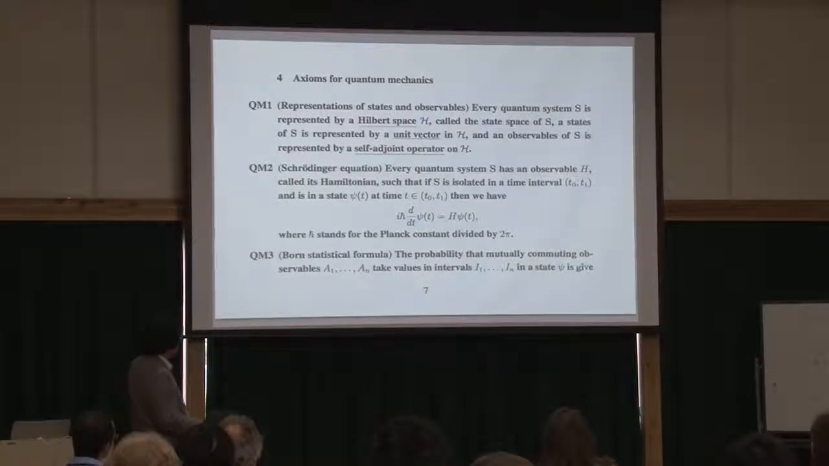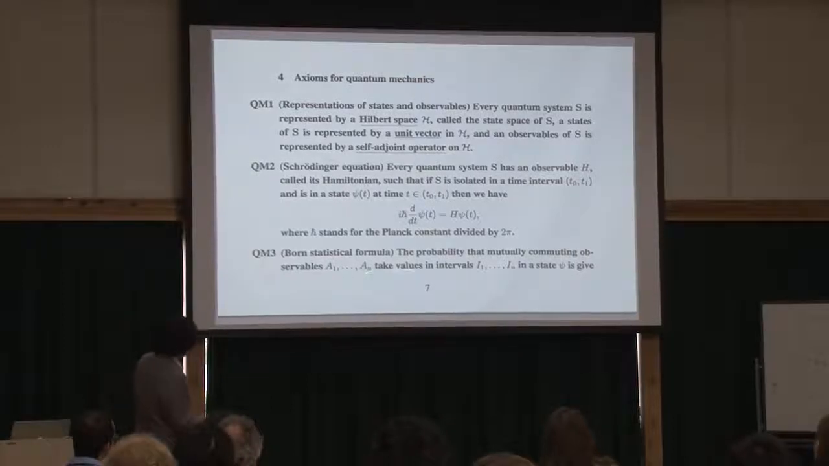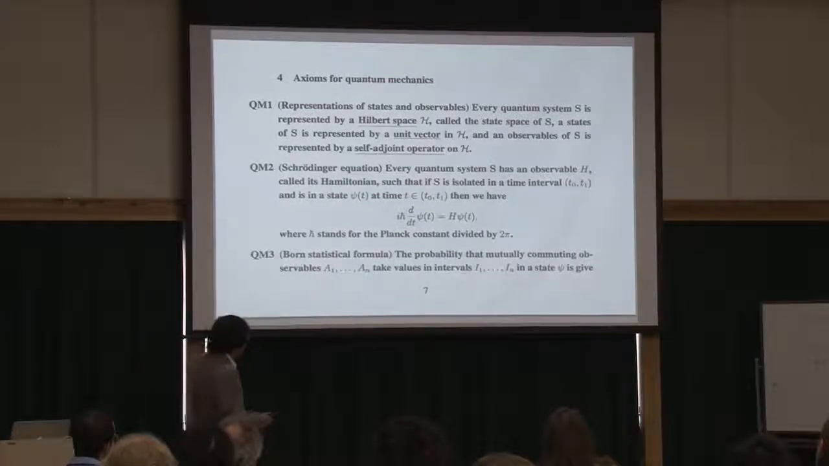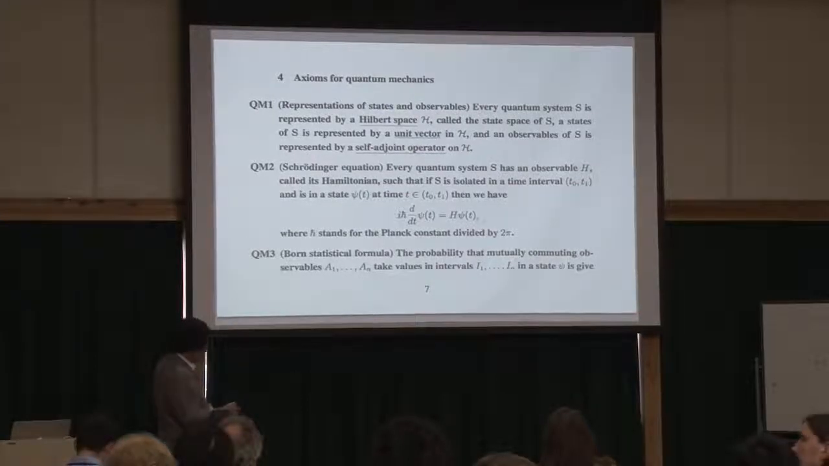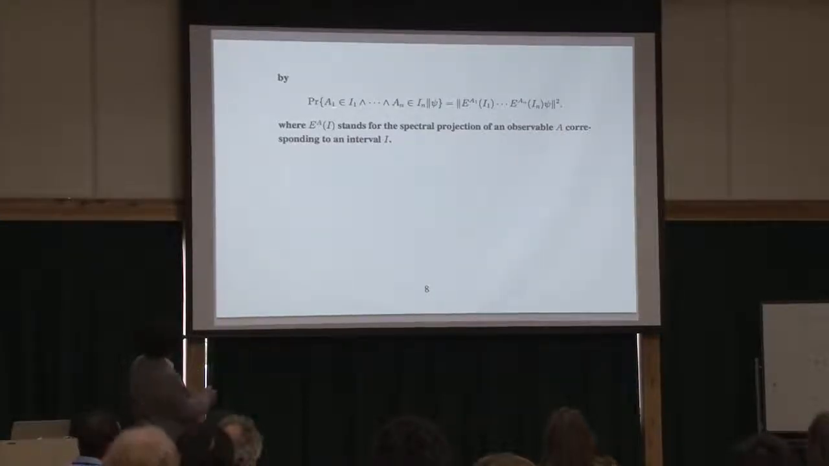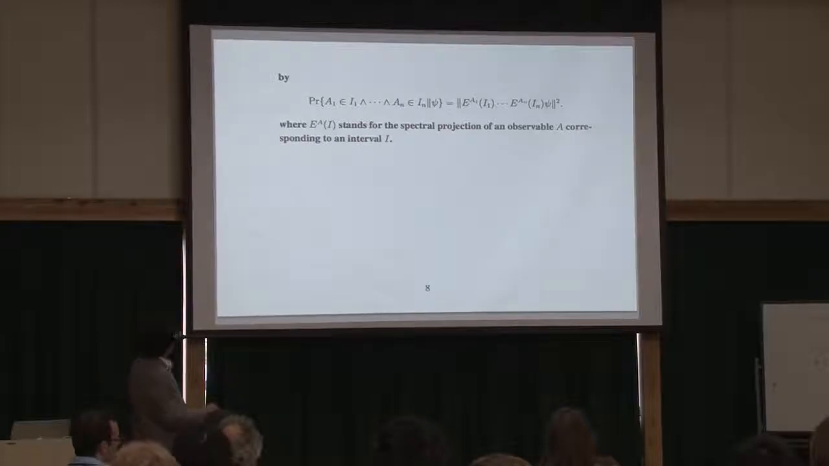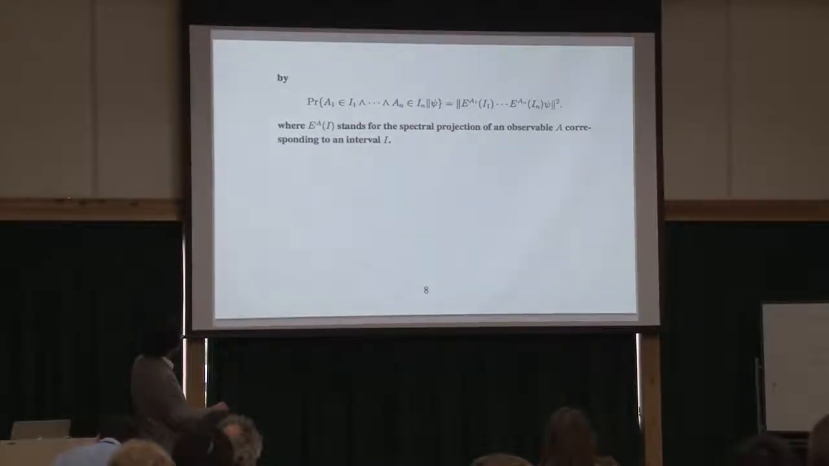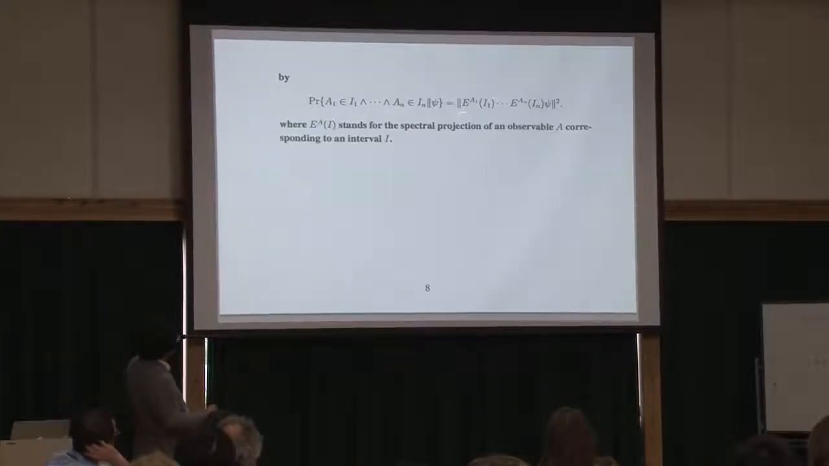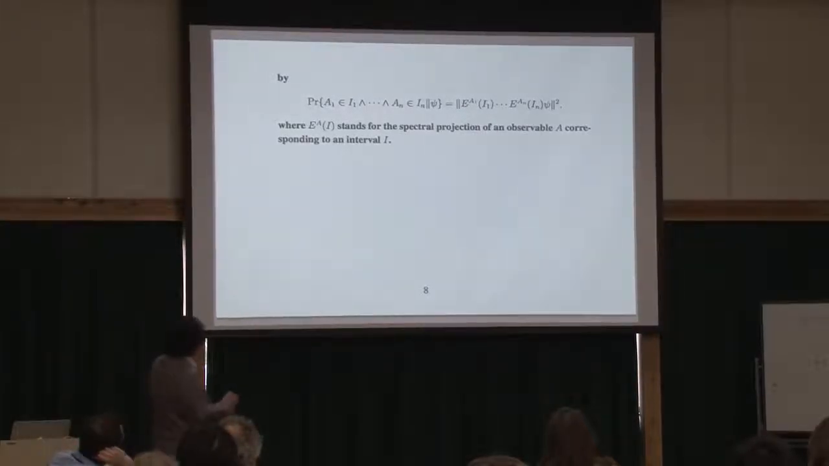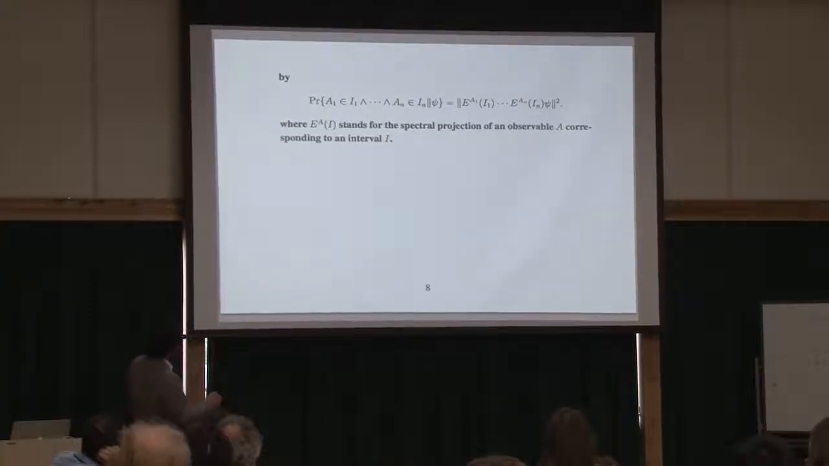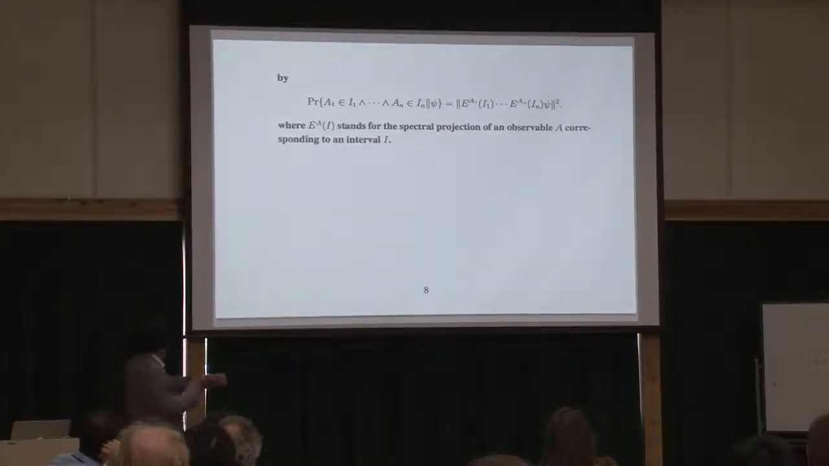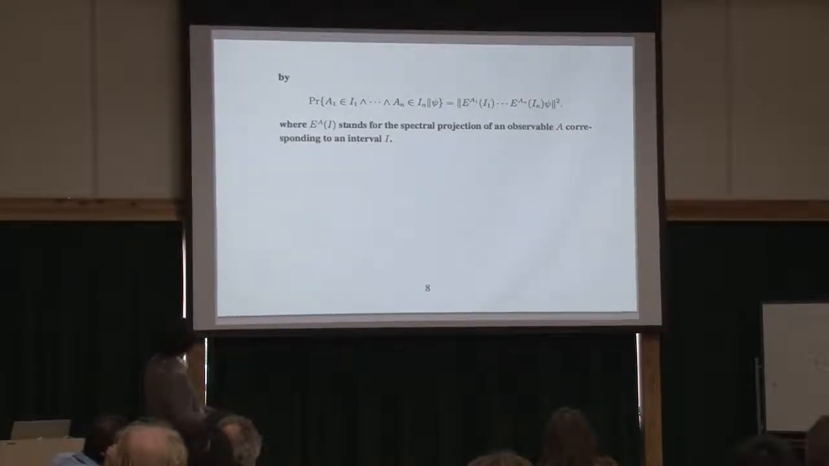The probability that mutually commuting observables A1 to AN take values in intervals I1 to IN in a state psi is given by this formula. The probability that A1 is in interval I1, and AN is in interval IN in state psi is equal to the squared length of the vector obtained by applying to the state vector psi all these spectral projections. Here, this stands for the spectral projection of an observable A corresponding to an interval I. So the squared norm corresponds to the probability.